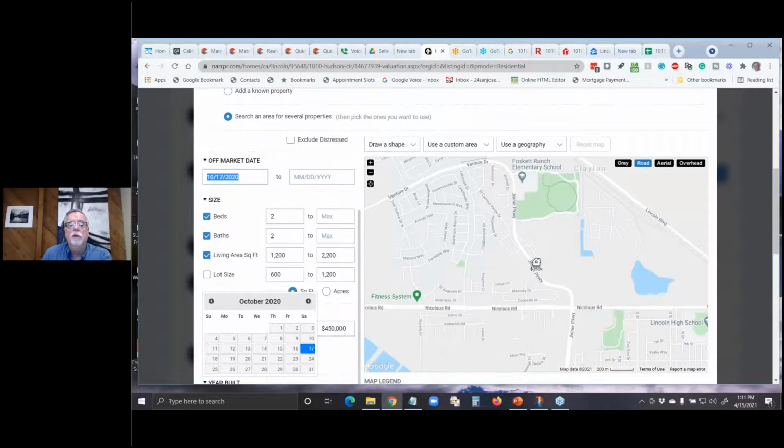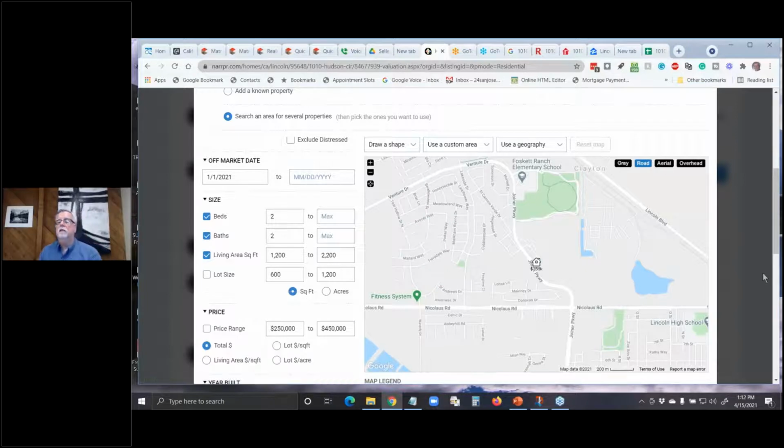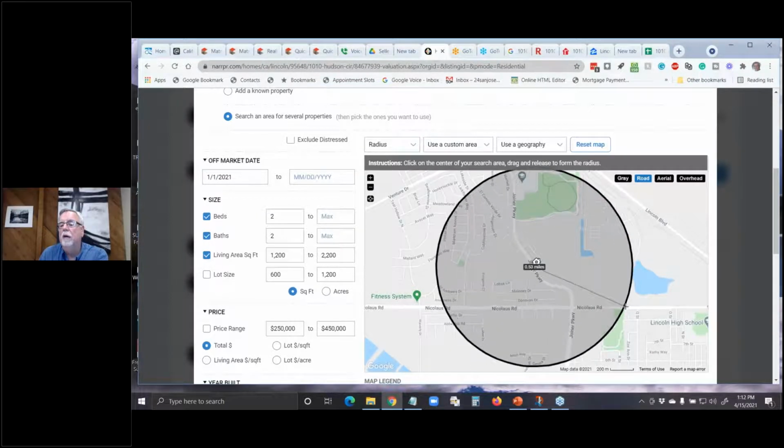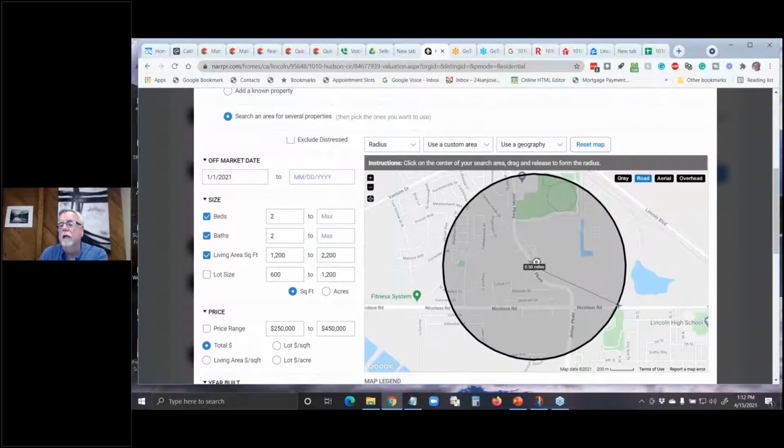Where it says off market date, and off market date means when did it sell, I'm going to probably start January 1st of this year, or 3 months maybe, maybe the beginning of the year. Now that I've done that, I'm going to draw a shape, and I usually do a radius because I'm lazy, and I might go out a half of a mile. Now, if this is a complex, we may not need to go out more than that.